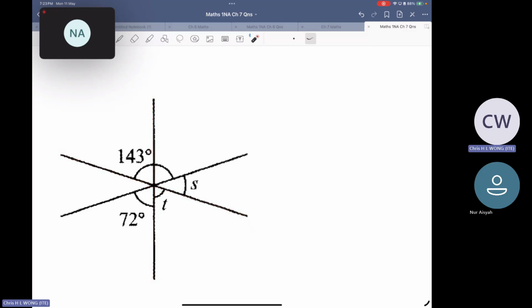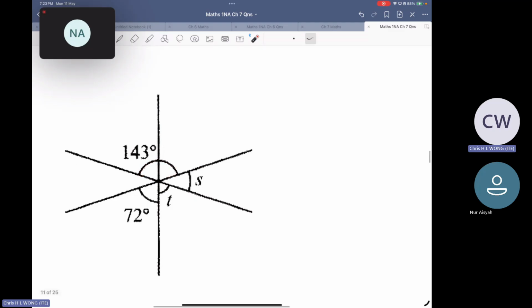Now this 143 is actually from here to here. So don't say t is 143, right? You tend to say t is 143, isn't it? Because if you draw the line, it's not vertically opposite angle. If I use the vertically opposite angle, it's actually here and here, but this is here to here. So this is not 143. Okay. So where do you want to start?